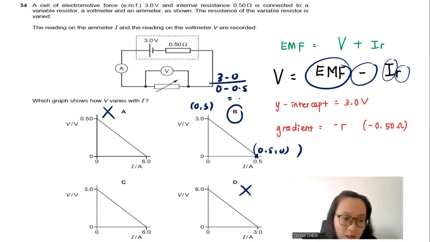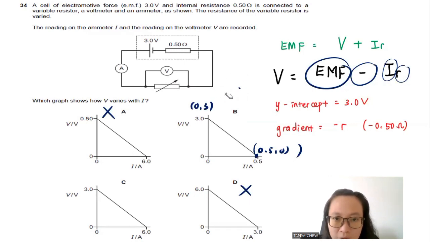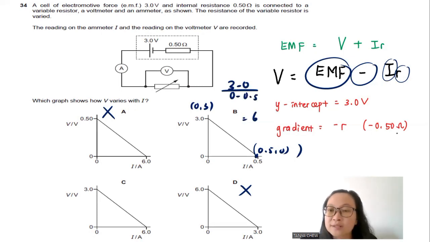So you get, no, you don't get negative 0.5 here. You get 3 divided by 0.5, you get 6. I'm sorry. So you have to do some calculation. So 3 minus 0 over 0 minus 0.5, so you get negative 6 here. Negative 6 is my answer for B. So B is wrong because I want to get negative 0.5.